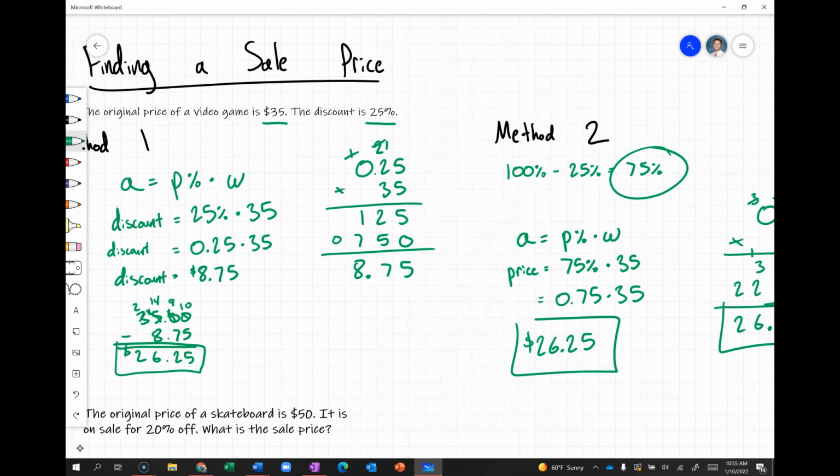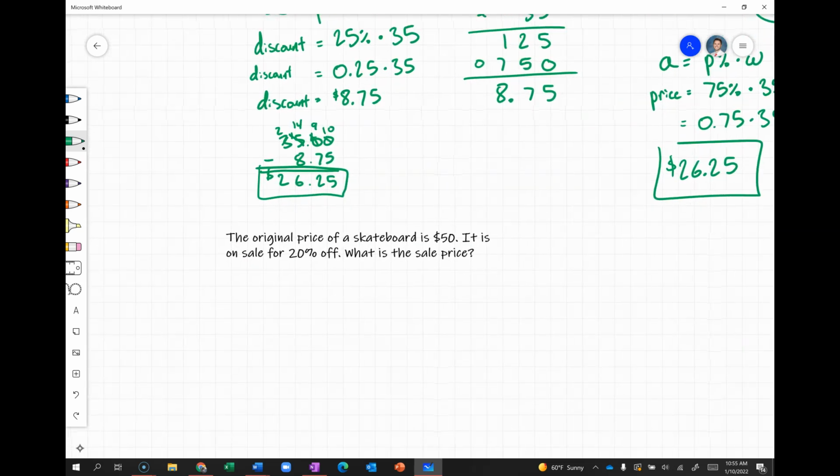So looking at another example, the original price of a skateboard is $50. It's on sale for 20% off. So once again, you can find 20% of 50 and then subtract that from 50, or you could say, okay, 100% minus 20%, that means I'm paying 80% of the price. So if I want to find the sale price, then I'm going to take A equals P%, in this case 80% of 50. So that would be 0.8 times 50.